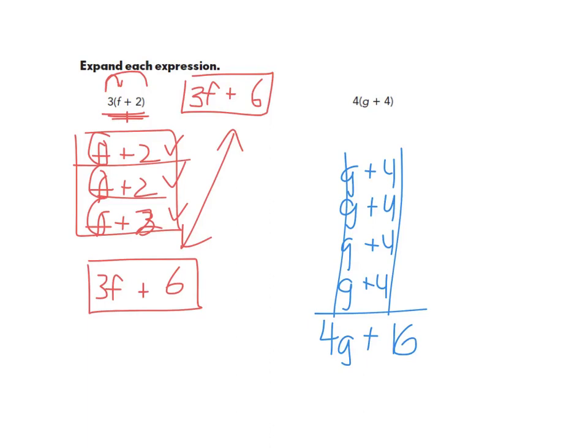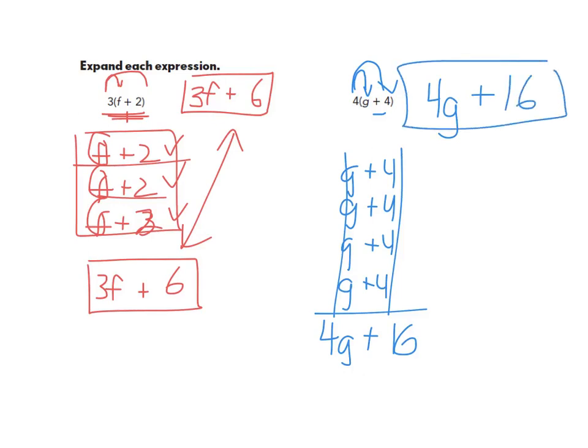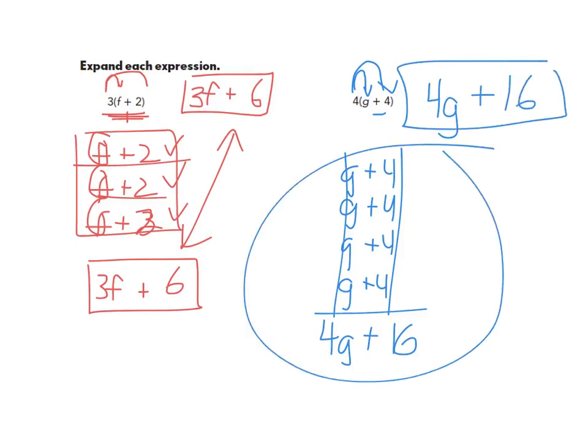I can also use the distributive property here. 4 groups of g's is 4 g's, 4 times g. I keep the plus. 4 groups of 4 is 4 times 4, which is 16. I get the same answer without having to draw everything out like I did. You don't need to draw everything out if you understand what the distributive property really means.